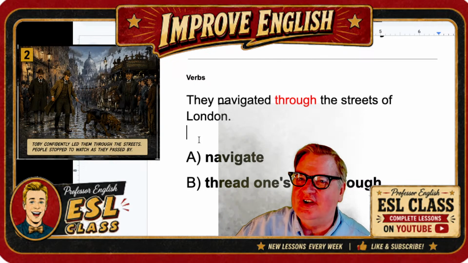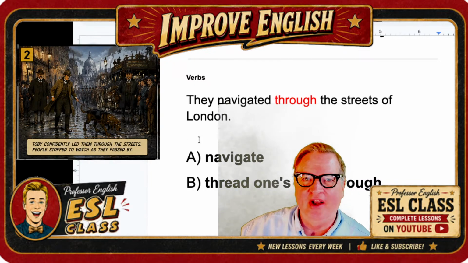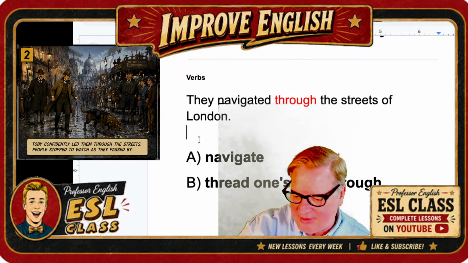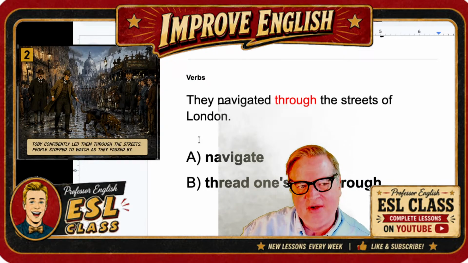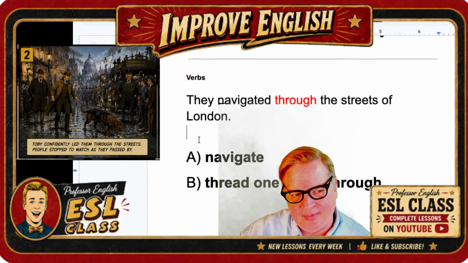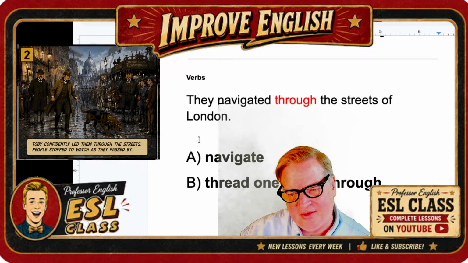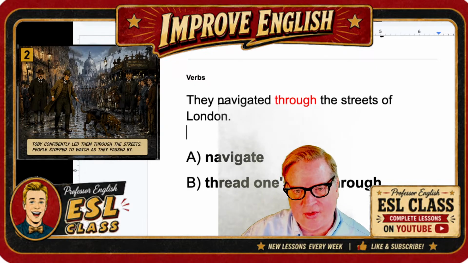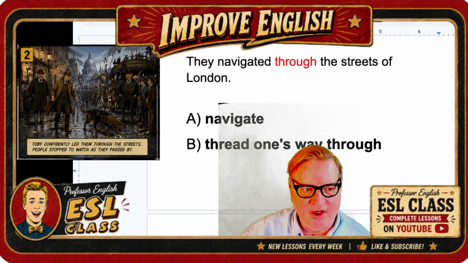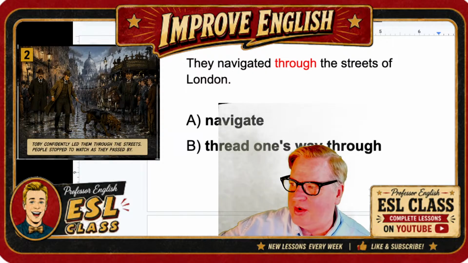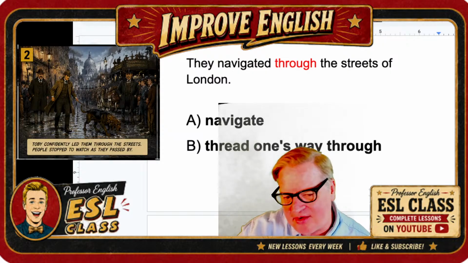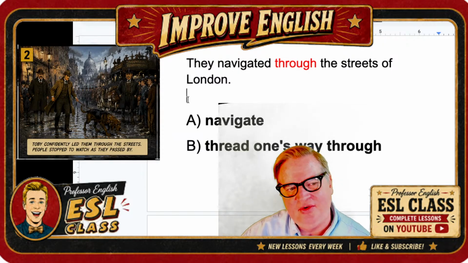So Cairo is the perfect example to use like thread your way through. Like I thread my way through Cairo, meaning I had to turn left and then right and then left and I got lost and it's very confusing. That's how you use that phrasal verb. It means it's very difficult to navigate. Does that make sense? Okay. So let's try using that in a sentence to describe picture number 2. Thread one's way through. So you say thread my way through, thread their way through, thread his way through. It means they were turning left and right and left and right. It was very confusing. How would you do that?